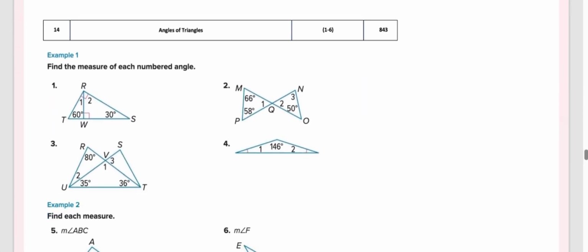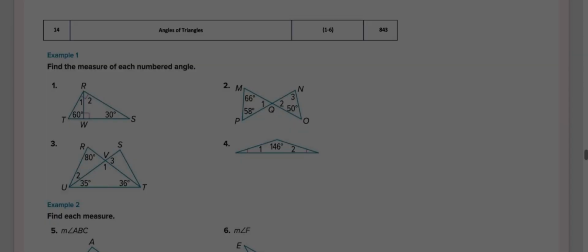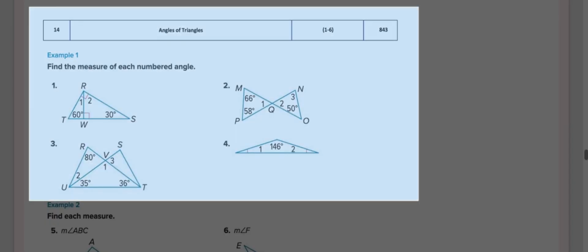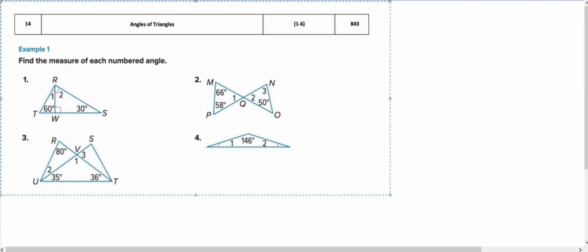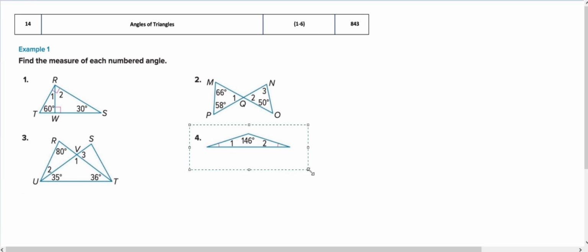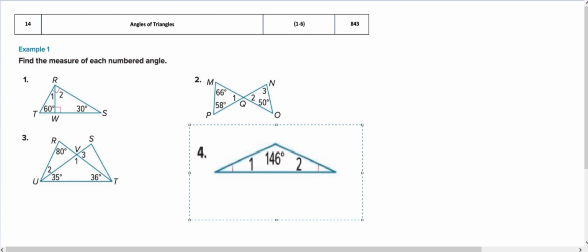Question number 14 now. So let me discuss these questions. Here we need to apply the formula, very easy. I'm starting with question number 4. Very easy. It is given that this angle and this angle are equal. Suppose this is x. This is x, so angle 2 will also be x.